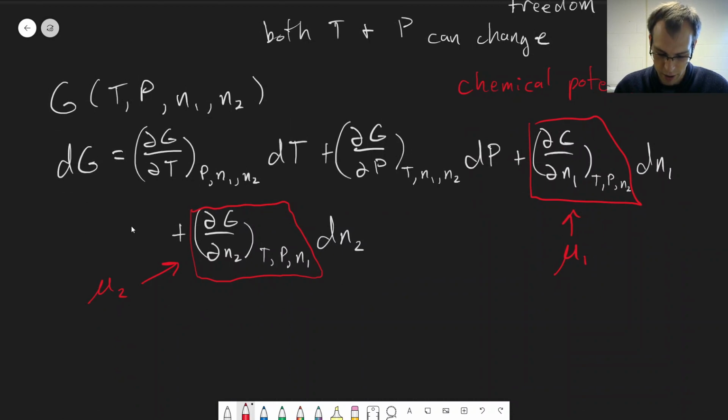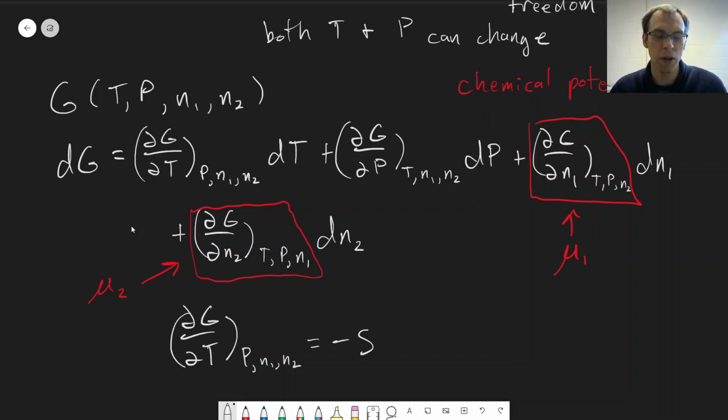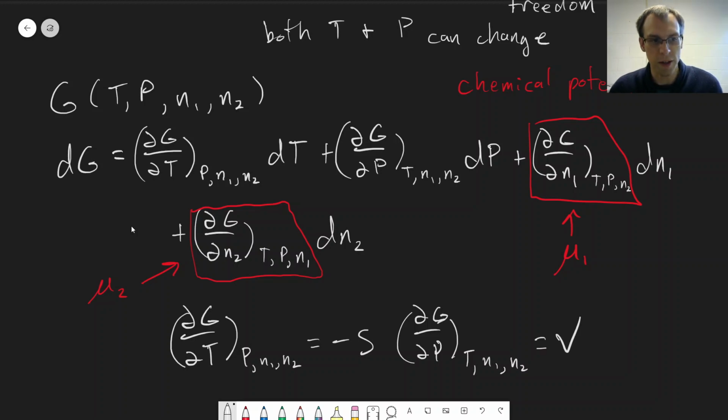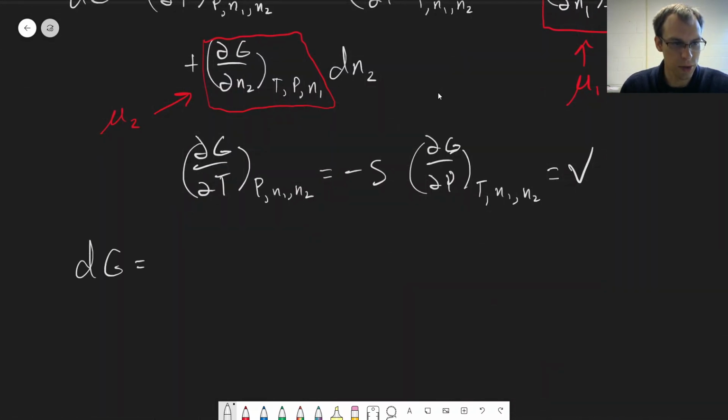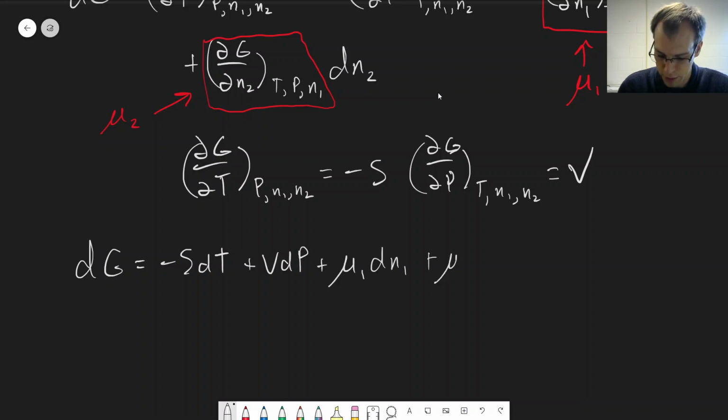Some other things we can say here are that the first partial derivative, dG/dT at constant P, n1 and n2, is equal to minus S. We know this from the Maxwell relations. And dG/dP at constant T, n1 and n2 is equal to V. We could write these all as molar values if we wanted to. So we can rewrite this total differential in simpler terms. dG is equal to minus S dT plus V dP plus the chemical potential of substance 1, dn1, plus the chemical potential of substance 2, dn2. And this gives us our generic equation for the Gibbs energy.